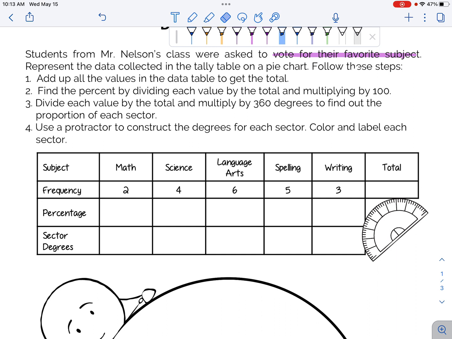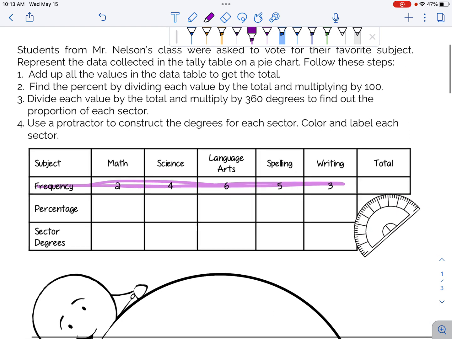We are going to represent the data in the tally table. So that's right here. This is the frequencies. We're going to represent that. We're going to add up the values, we're going to find the percent, and then we're going to figure out how many degrees should go in the circle. So first thing, we need to add these numbers.